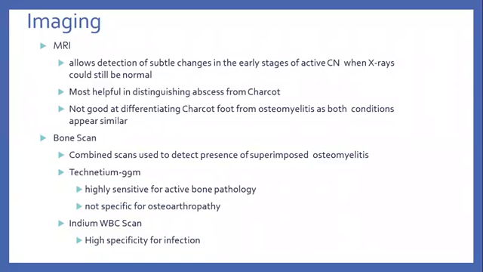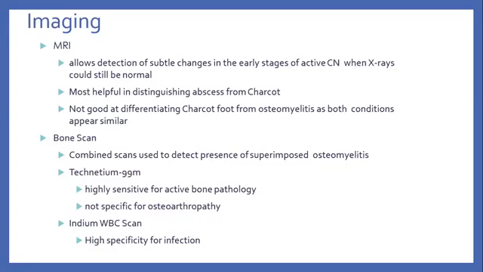An MRI can be useful to detect subtle changes in the early stages of active Charcot when X-rays could still be normal, and this is in the absence of an ulcer. It's helpful to distinguish an abscess from Charcot, but it's not good at differentiating the Charcot from osteomyelitis because both of the conditions look very similar.